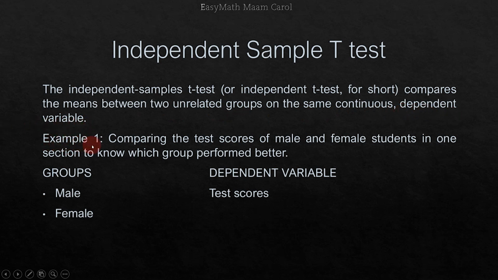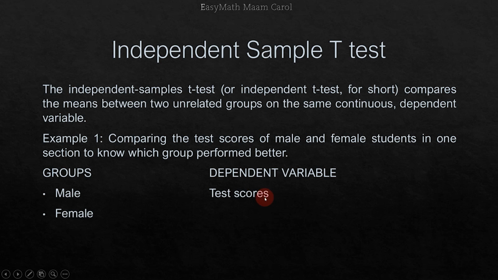We have here an example, our example one, wherein dito sa sinasabi, two unrelated groups. We have here a section. Male and female students are divided. So, ito yung two groups. Meron tayong group ng male at group ng female. And ang kinukuha na continuous dependent variable sa kanila ay test scores.